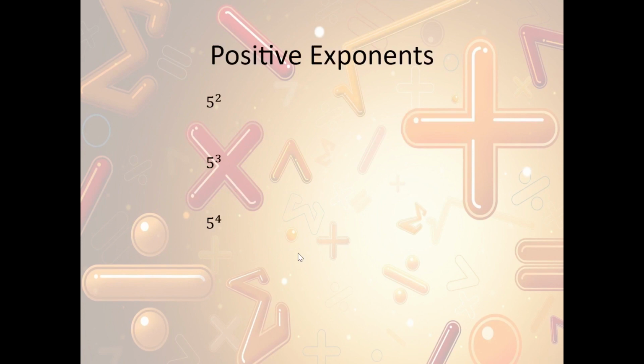Now let's talk about positive exponents. Positive exponents mean that the number above here, the number of times that we're going to multiply it times itself, is a positive number. So we have 5 squared. Well, that means that we're multiplying 5 times 5, which in this case is 25. Then we have 5 to the third power, which is 5 times 5 times 5, which is 125. And then 5 to the fourth power is 5 times 5 times 5 times 5, which is 625.